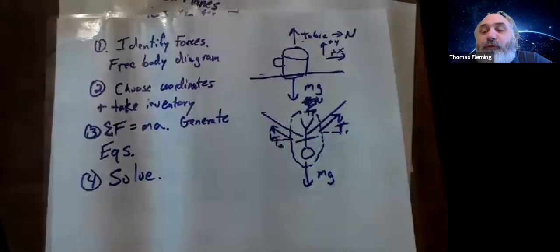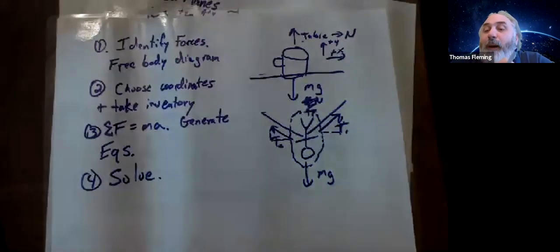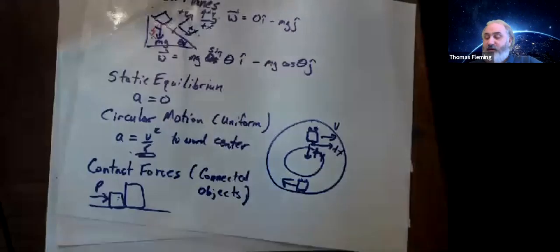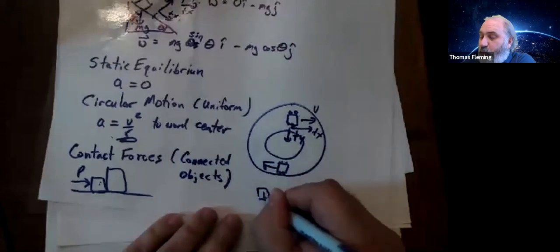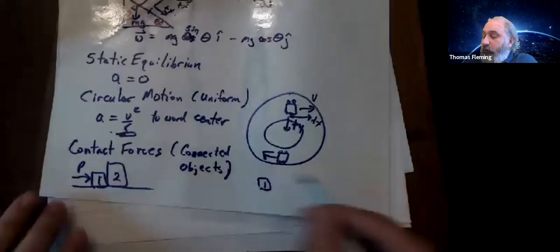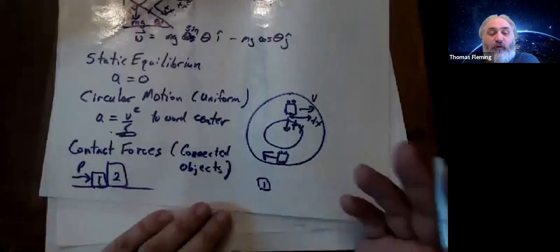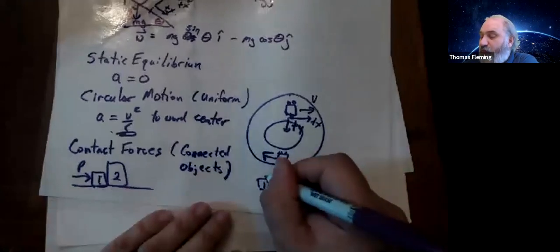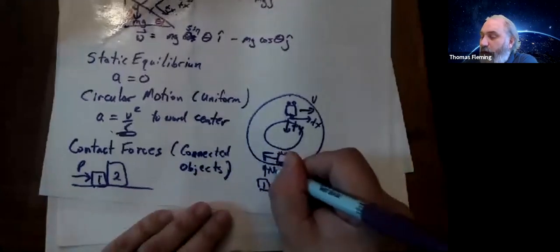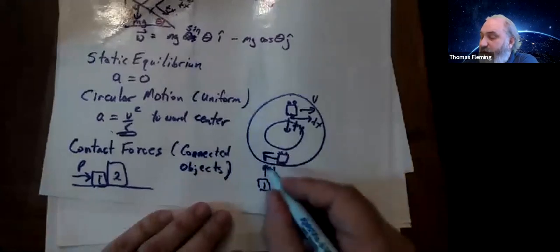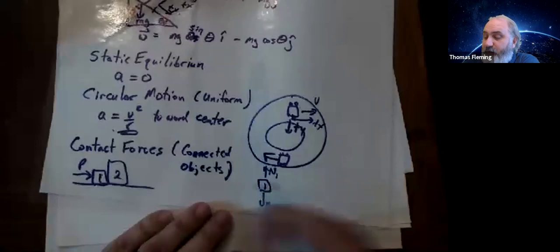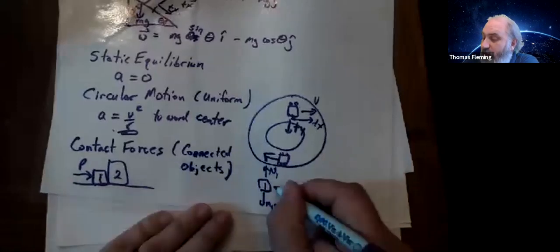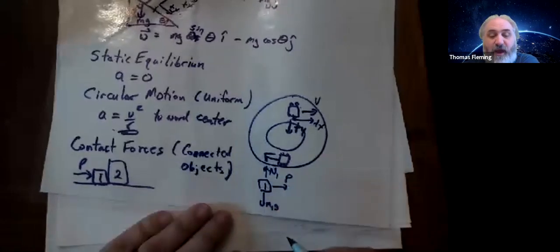So the trick for this kind of problem is that when I go to implement step 1, I'm going to do a free body diagram for both objects individually. If I do object 1, there are several forces acting on it. There's a force from the floor, pushing it upward. There's gravity, pushing it downward. There's me, I'll call that P for push, pushing it to the right.